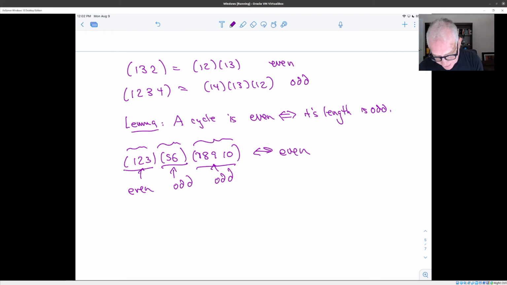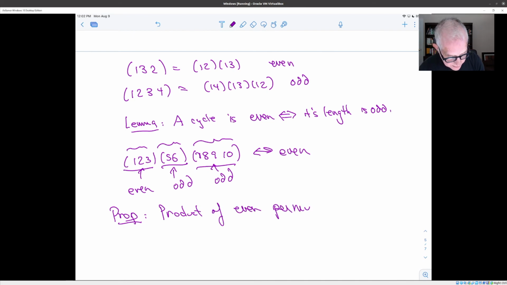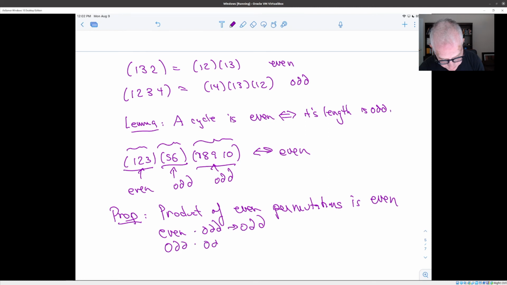And in fact, you can check the little proposition that the product of even permutations is even. And then, as you would expect, even times odd is odd, and odd times odd yields an even permutation.